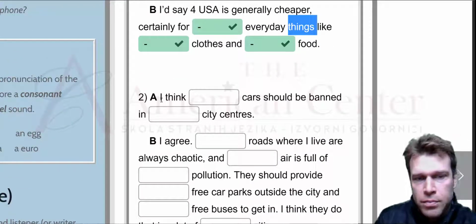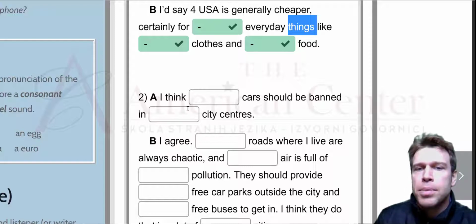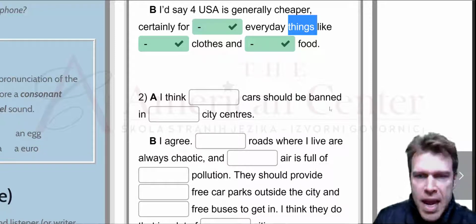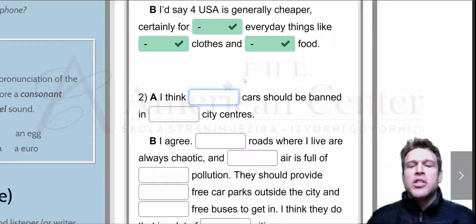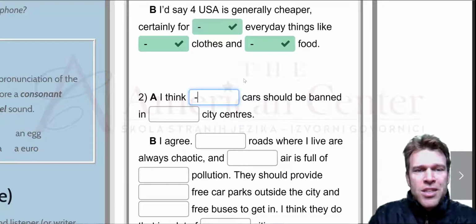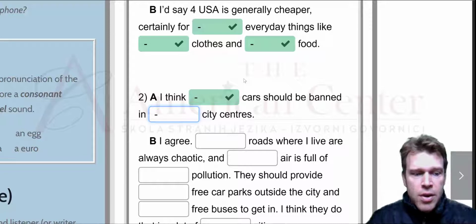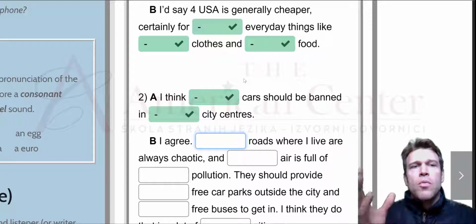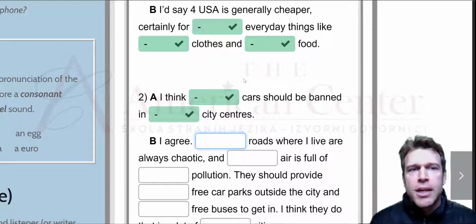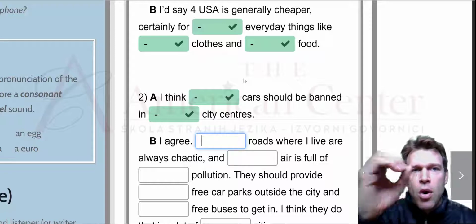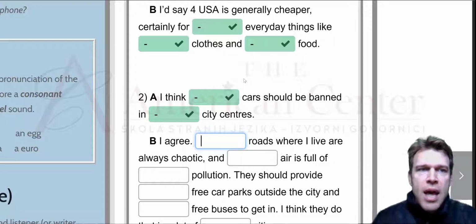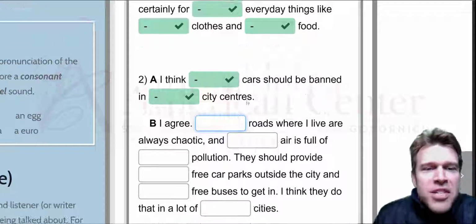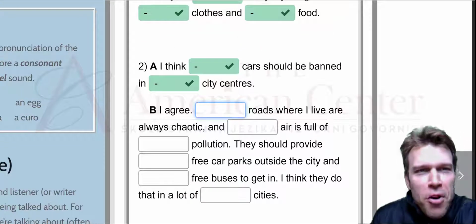Let's do one more. I think blank cars should be banned in city centers. Now, this is a general thought, okay? Just we're speaking generally, okay? So when we're speaking generally, we use zero article if we have a plural or uncountable noun. All right, the rest you can do for homework.